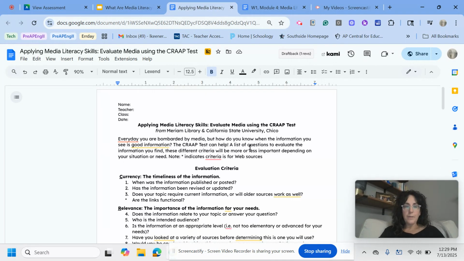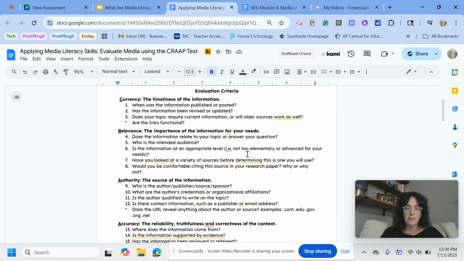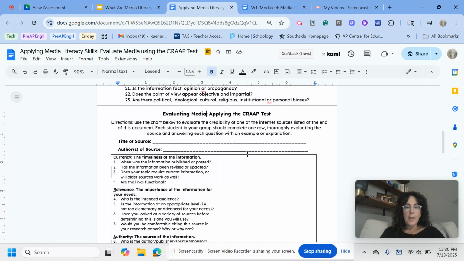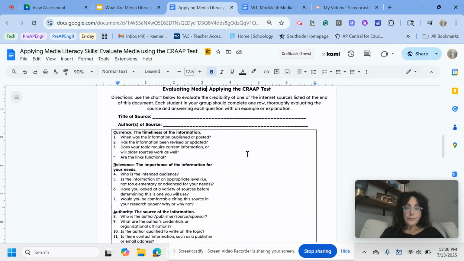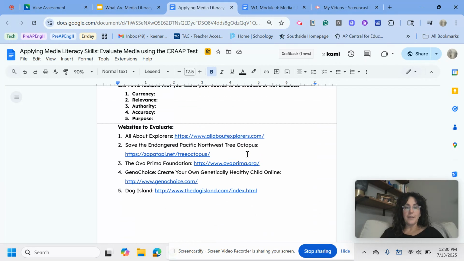And here we have, whenever I click on that link, applying media literacy skills to evaluate media using the CRAP test. So here are the instructions, which are pretty self-explanatory. We can review this with students. So the directions are that students will use this chart to evaluate the credibility of one of the internet sources that I have listed down here.